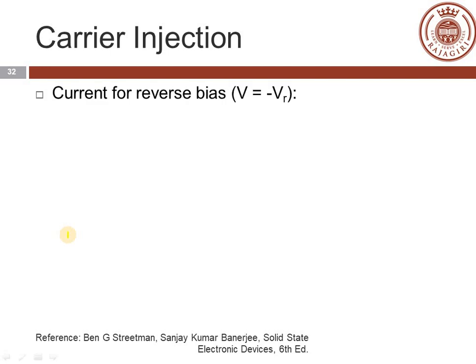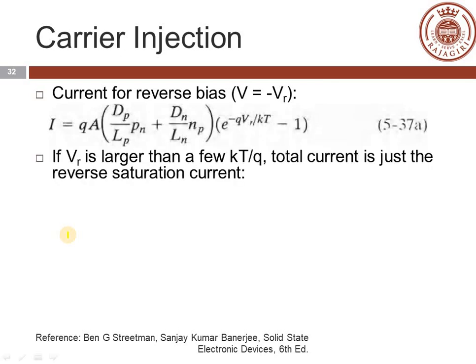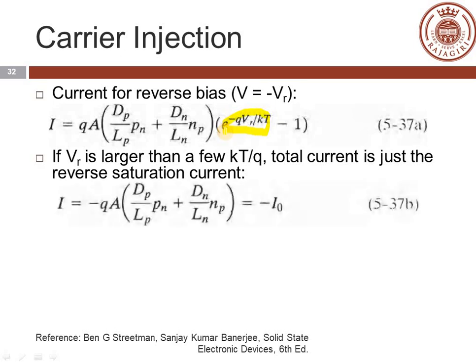Now, for the current under reverse bias in this particular equation, substitute V equal to minus V. You will get this particular equation. If VR is larger than kT by Q, then the total current is just the reverse saturation current. That means we can neglect this exponential term if VR is very large. Then the total current will be almost minus I0, or I equal to minus I0.